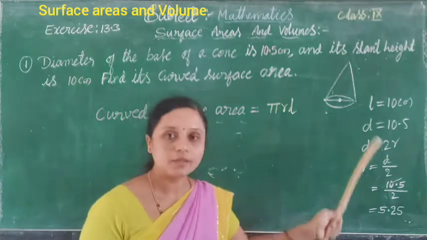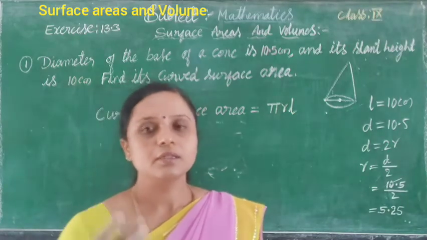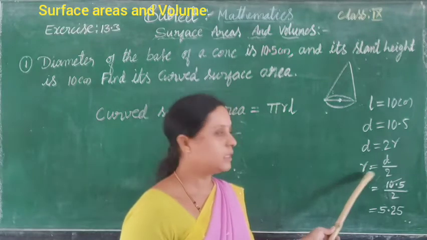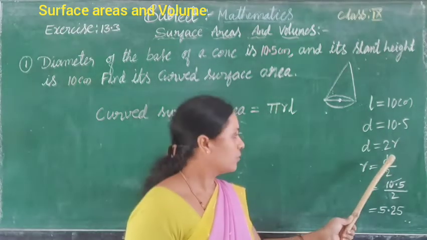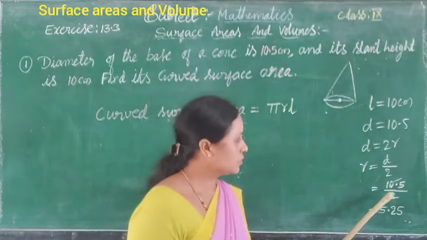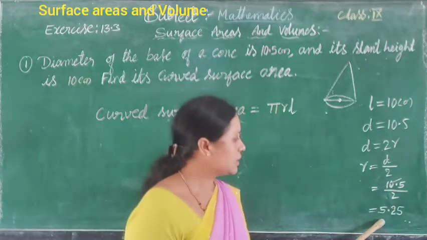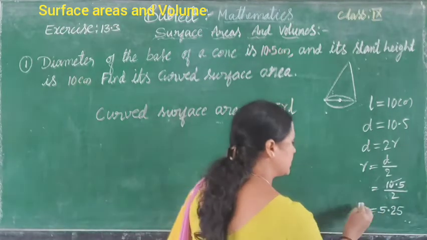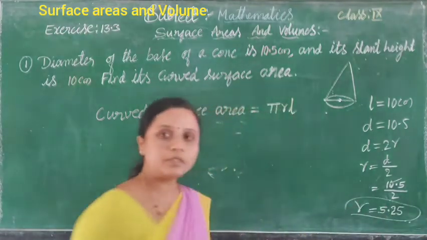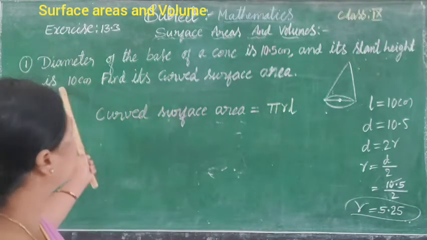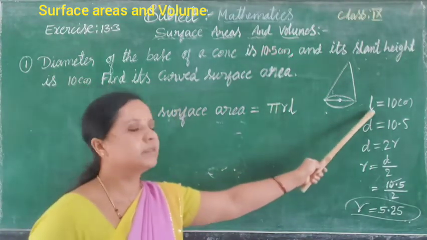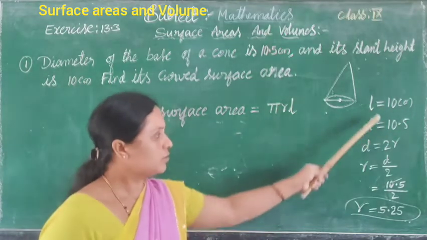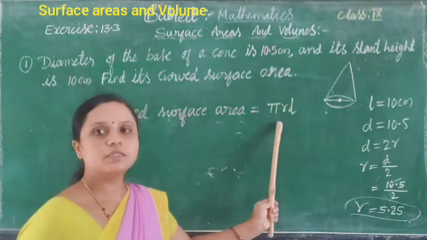What is given here? Diameter is given. You can convert the diameter into radius. That's why the radius of a cone equals diameter divided by 2. So 10.5 divided by 2 is 5.25. So the radius of this base is 5.25. And again, the slant height is given. L is how much? It is 10 centimeter. Now you can substitute these values in this formula.